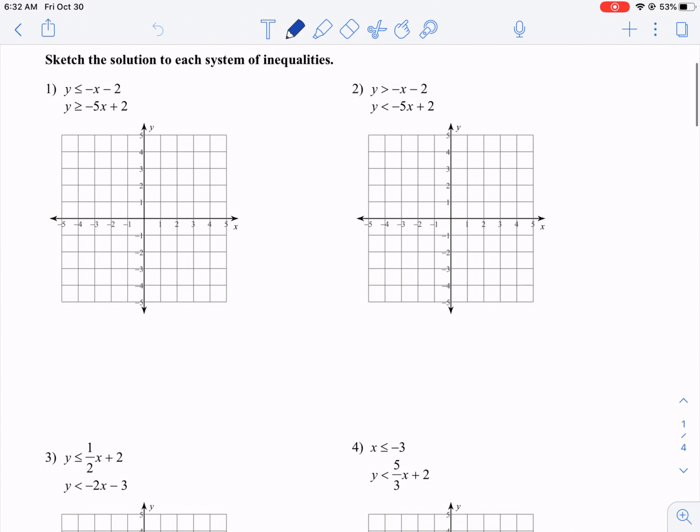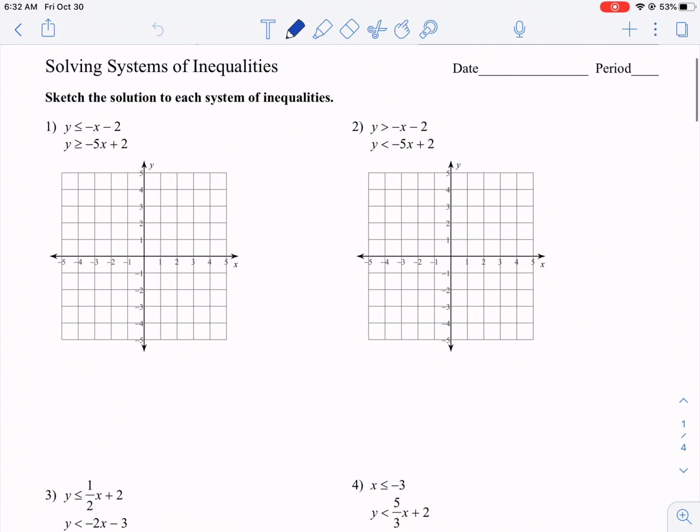Here we have, let's go to number one. But actually before we get into number one, let's establish some parameters. Number one, the easiest way to solve systems of inequalities is to first solve for y. Okay, that's the first thing. You want to get y by itself on one side of the inequality.